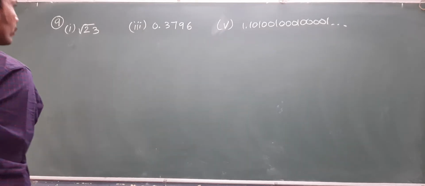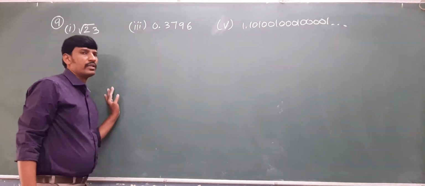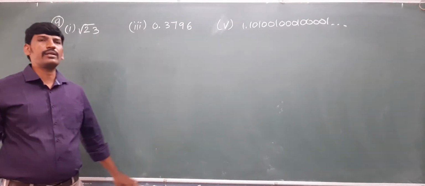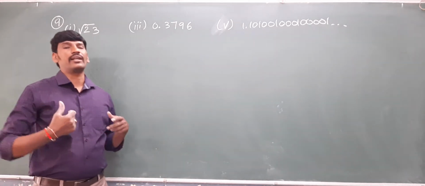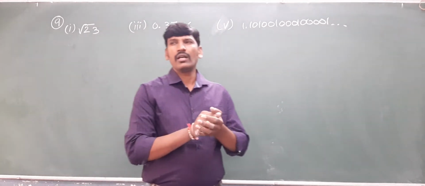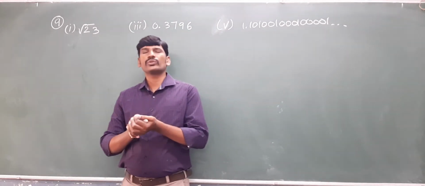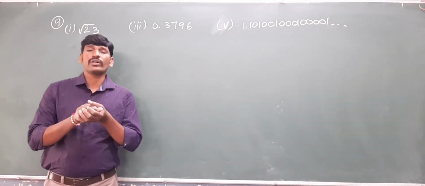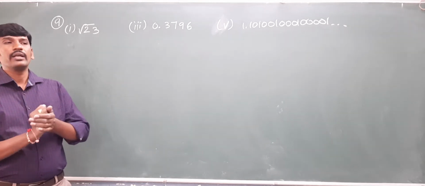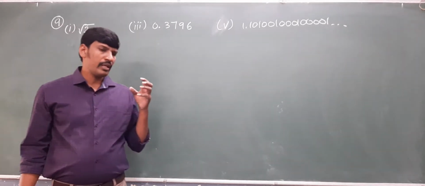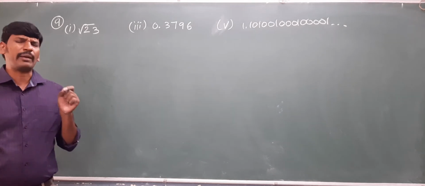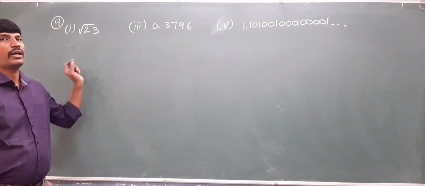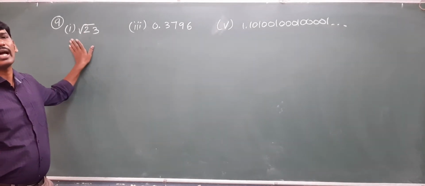Now let us discuss question number 9, 3 bits. Classify the given numbers, whether it is a rational number or an irrational number. Now we are discussing the definition of irrational numbers. The irrational numbers are square root of 2, square root of 3, square root of 5, square root of 6, square root of 7, square root of 8, square root of 10, square root of 11. If you observe the prime numbers, the square root of any prime number is always an irrational number. Keep it in mind.